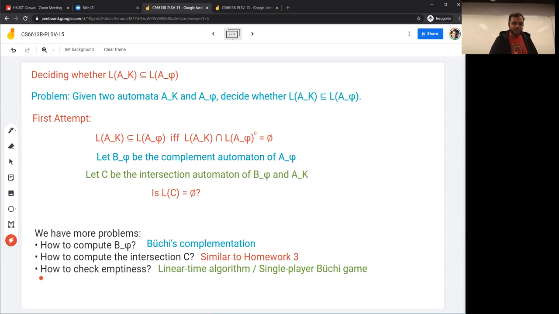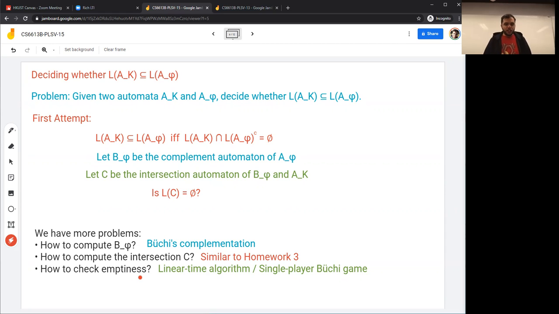And then finally, our last question is, how do you check emptiness? So you have a non-deterministic Büchi automaton C. How do you check that the language of C is empty? We have seen this before as well. The basic idea was that if you have a non-deterministic Büchi automaton and you want to check its emptiness, you can think of it as a Büchi game where all the vertices belong to player 1, and you can just solve that game. So it's a single-player Büchi game.